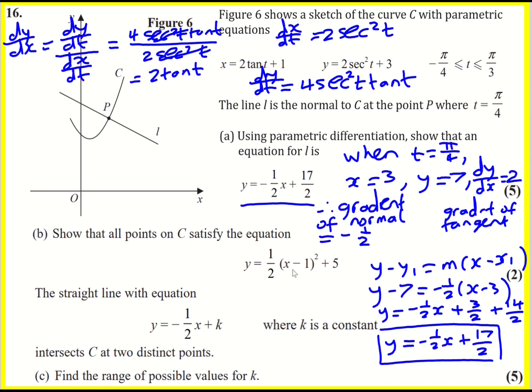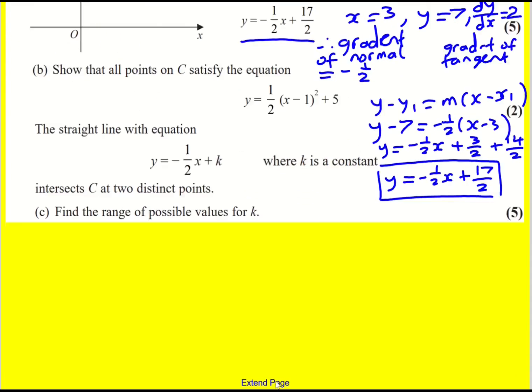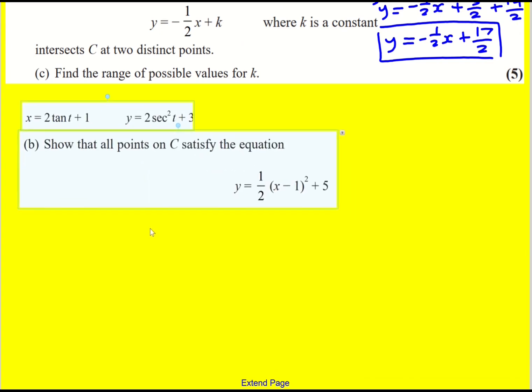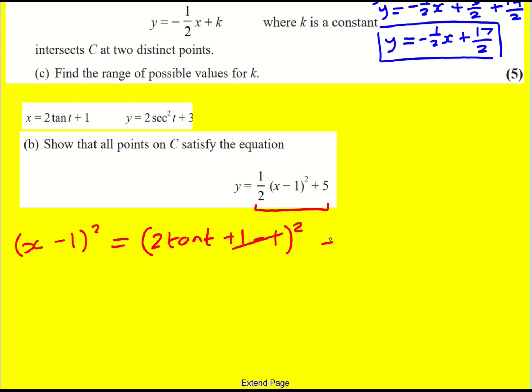Next up, we're asked to show that all points on C satisfy this equation, i.e. we can transform the parametric equations into this Cartesian equation, albeit there is going to be a restricted domain. We're not actually asked about that here though. So let's start with the right-hand side. I'm going to do it bit by bit. So x minus 1, I'm going to square it as well. x minus 1 squared is going to become 2 tan t plus 1 minus 1, squared. These cancel out. I'm going to get 4 tan squared t.